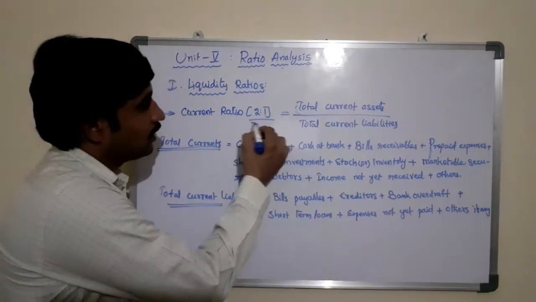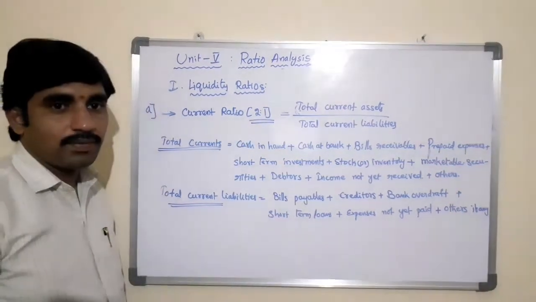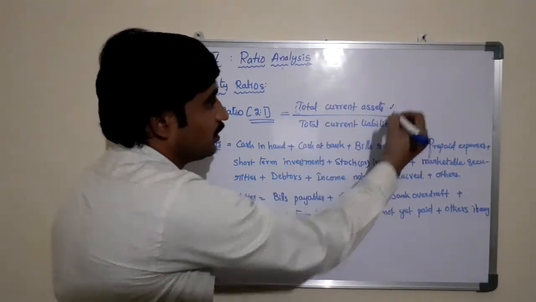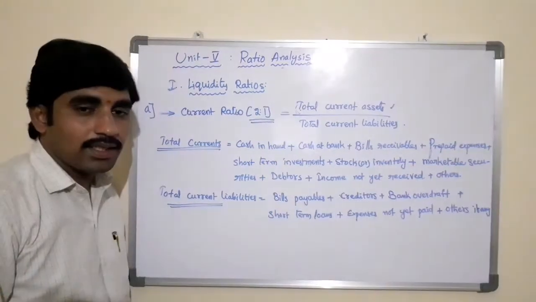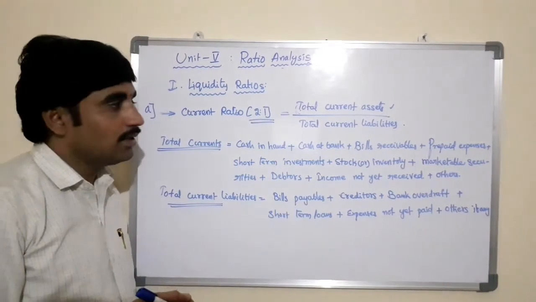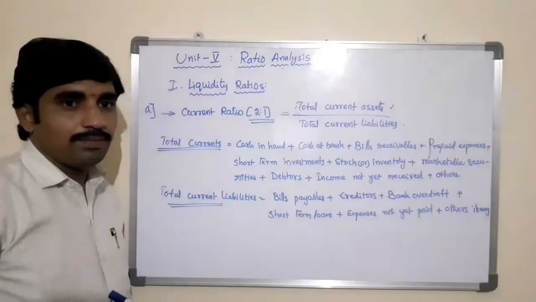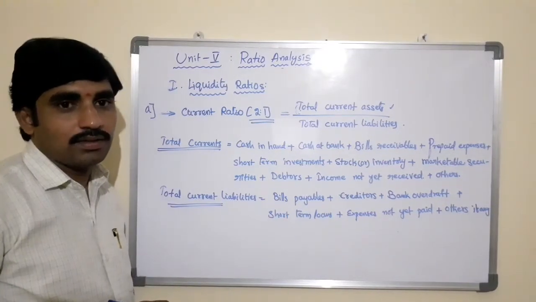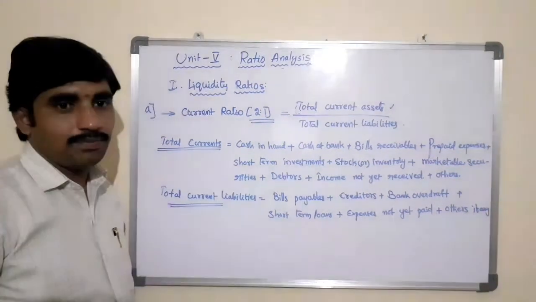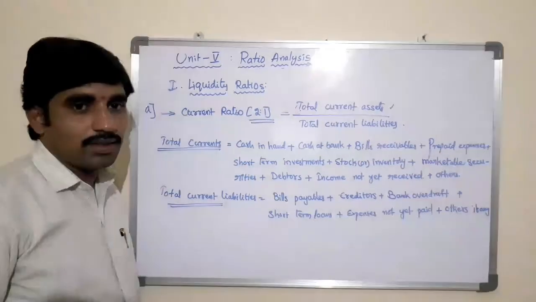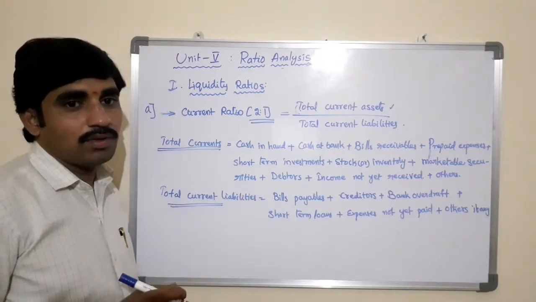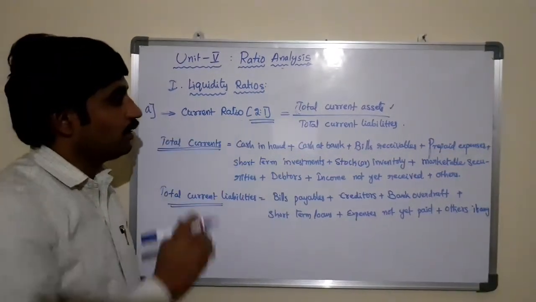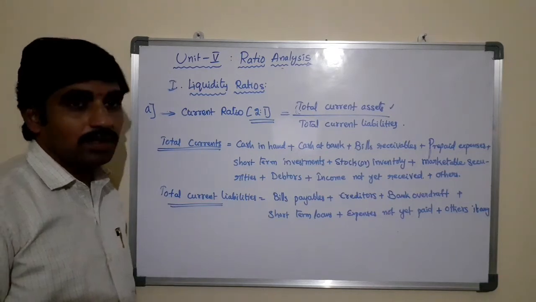The ideal standard of this current ratio is 2:1. It means that for every 1 rupee of current liability, there should be 2 rupees of current assets. Then only we can say that the liquidity position of the company according to the current ratio is satisfactory. If not, the financial position of the company is not satisfactory to meet the short-term commitments, that is, current liabilities. So this is the formula used to calculate the current ratio.